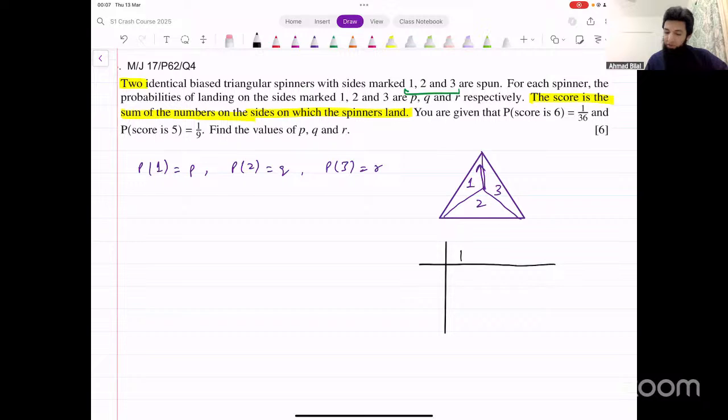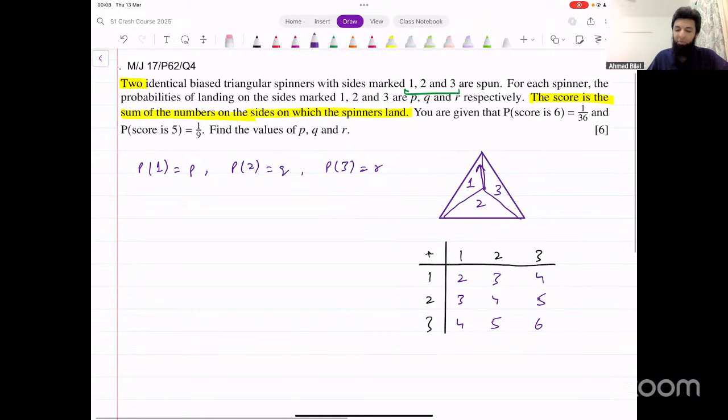On one spinner, you can have 1, 2, or 3. On the other spinner, you can have 1, 2, or 3. The score is calculated by adding these numbers. So we have 2, 3, 4. And we have 3, 4, 5, 4, 5, 6. All right, these are the outcomes that we can have. These are the 9 possible scores that we can have.